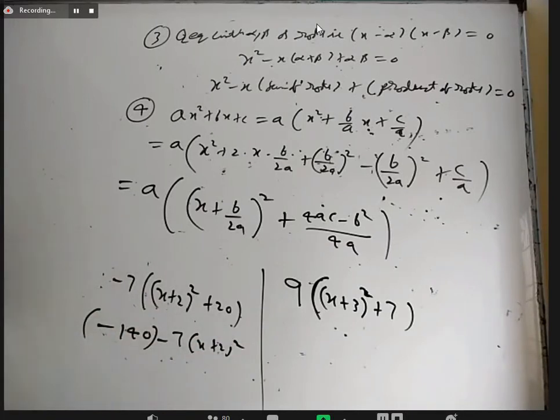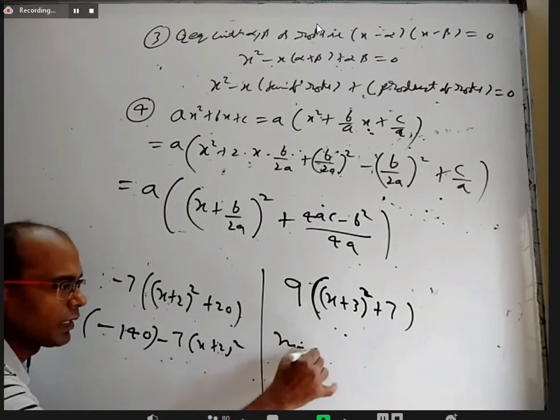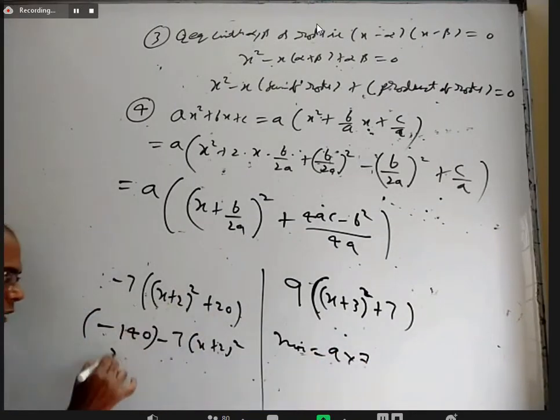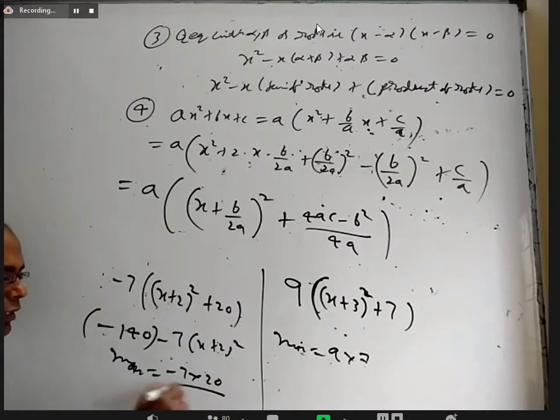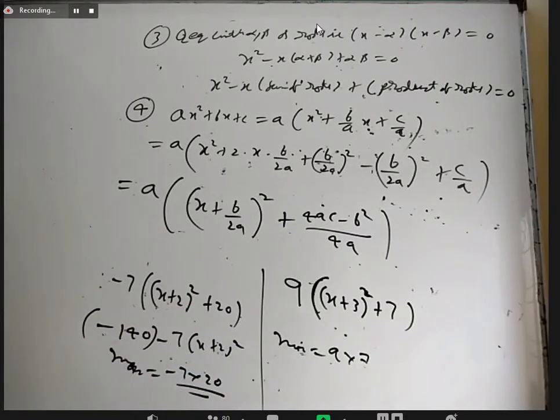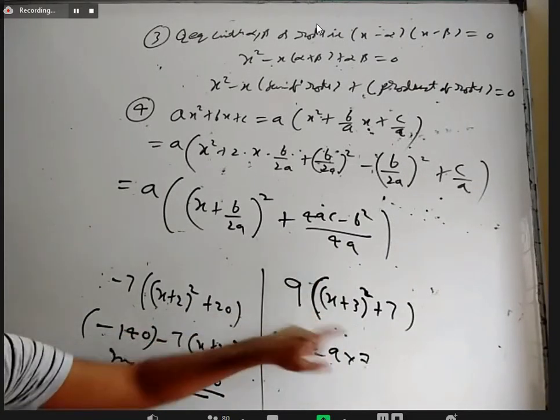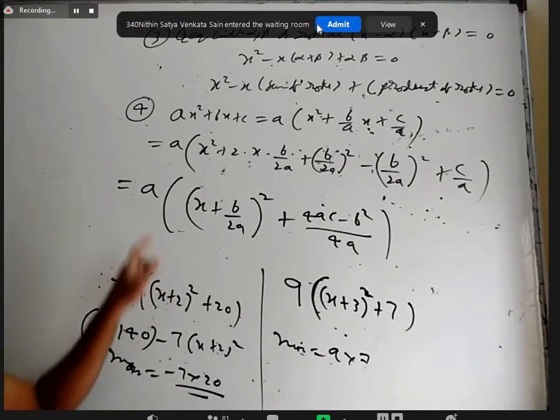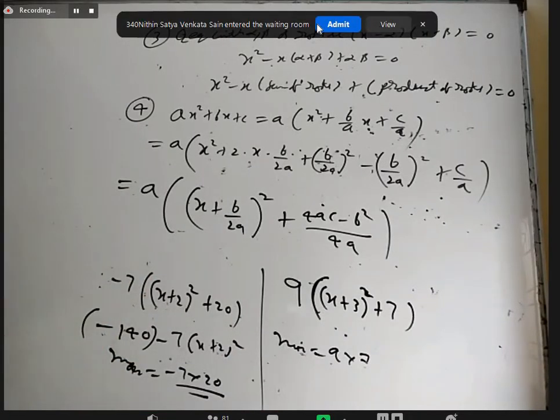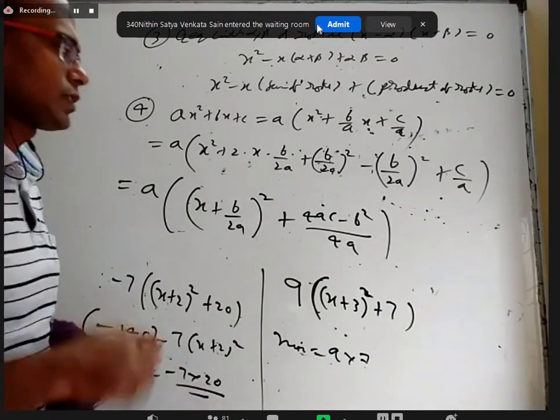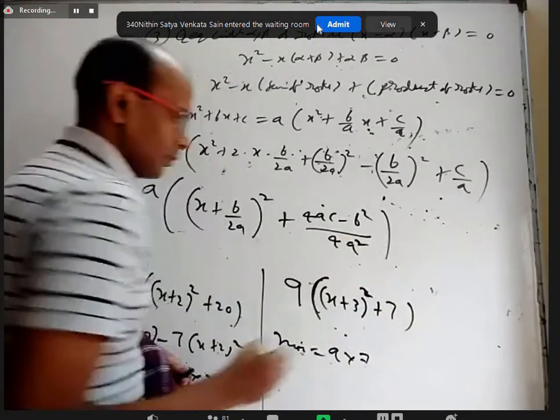Something minus something. If you want this to be maximum, this should be minimum, and that is 0. So here, minimum is 9 into 7. Here, maximum is a minus 7 into 20. So when you put 0 here, you'll get some number. Whether that is minimum or maximum depends on whether a is positive or negative also. For a square here.